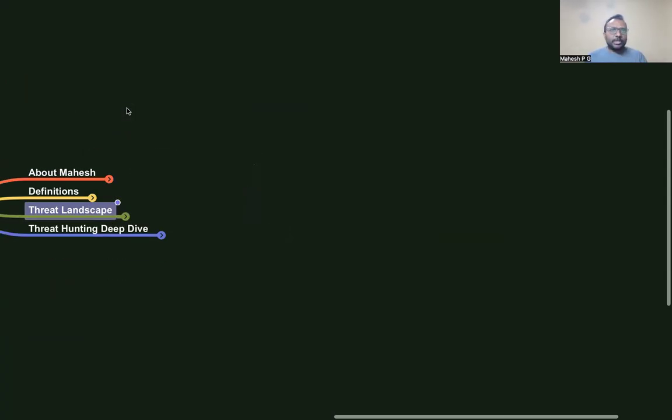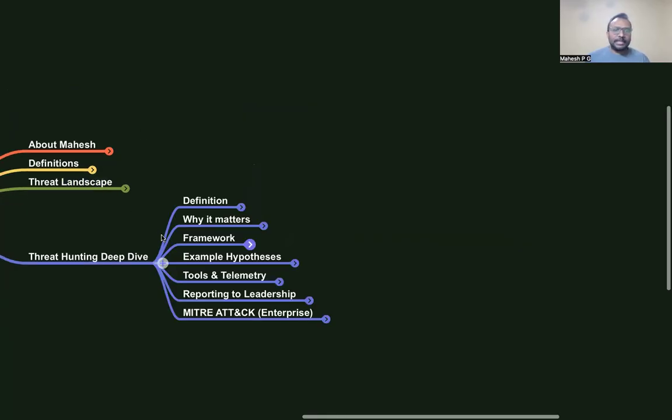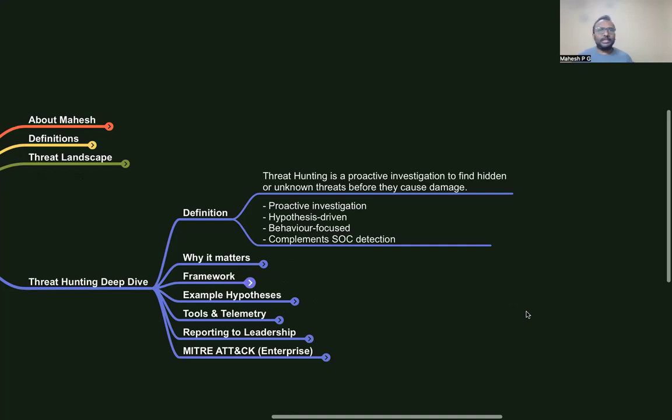Now let's quickly dive deep into threat hunting. We have talked about how it is the proactive measure we take to check what threats are already in my infrastructure, whether any attacker is already there, whether his footprint is already there. These are all things which will be monitored as part of threat hunting. Then it gives the proactive investigation. It is a hypothesis driven mechanism, and it is behavior based.